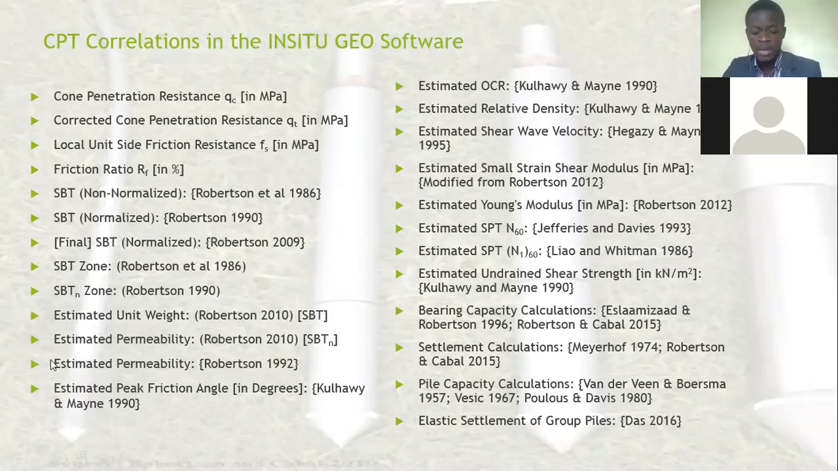Like you have your SPT N60, that's correction for field procedure, SPT N1,60, correction for field procedure, and also overburden pressure. So let us quickly move on to how to analyze the CPT using the INSITU GEO software. Let me move to the software. I'll be sharing the screen that shows the INSITU GEO software.